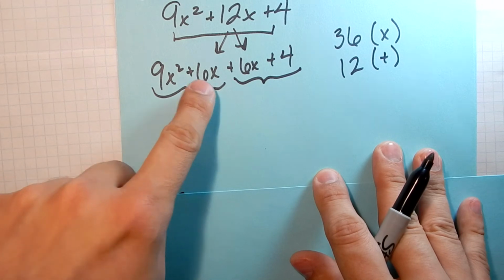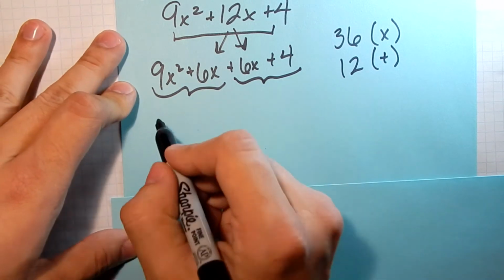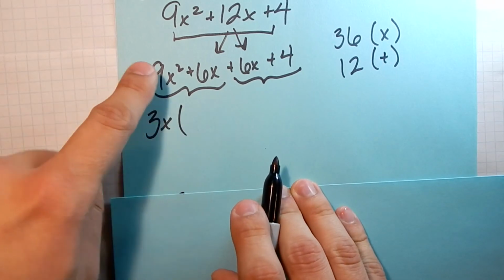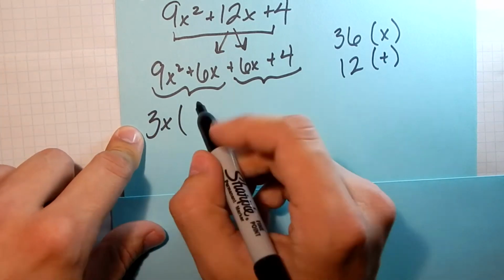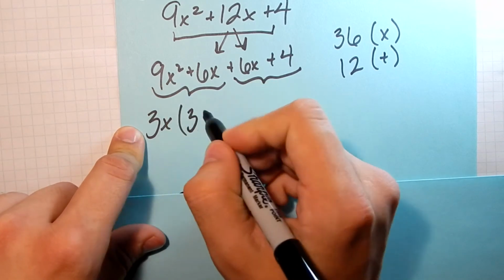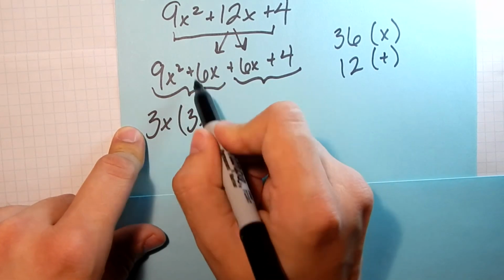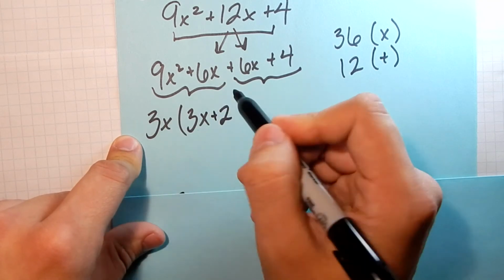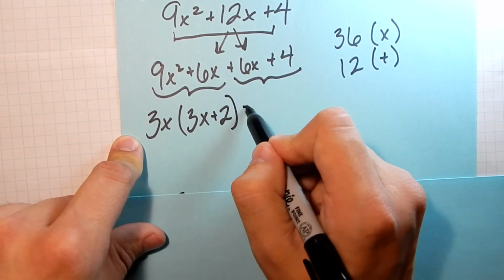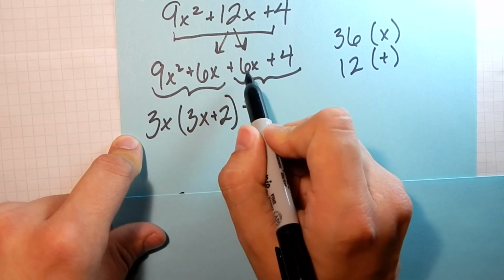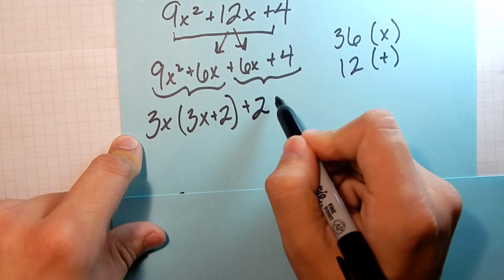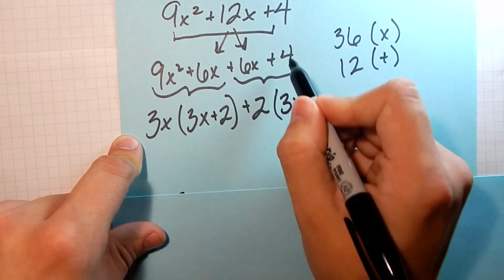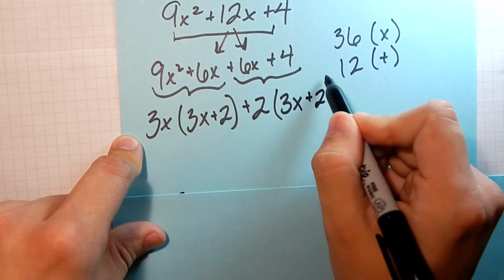So these first two terms, it looks like they have a 3 in common and an x. So we take 9, we divide it by 3, we get 3. X squared divided by x, that's x. 6x divided by 3, that's going to be 2. And x divided by x is 1, so I'm done with that. Here we have a couple of even numbers, so I can pull a 2 out. So 6 divided by 2 is 3. The x comes along. 4 divided by 2 is 2.